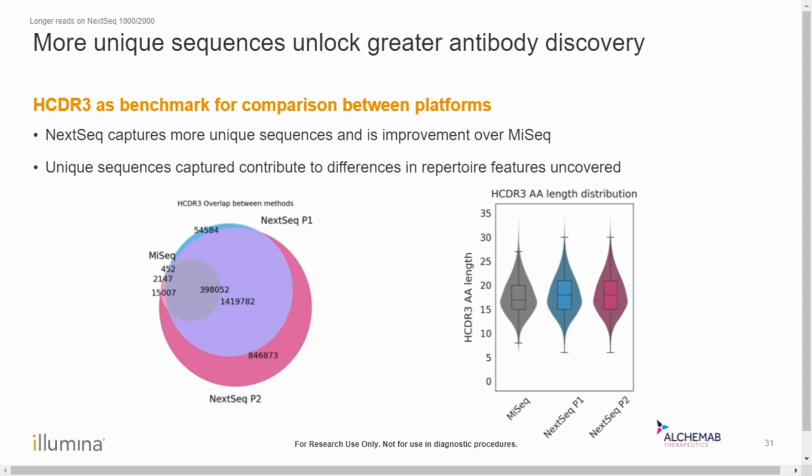Alchemab reported that in their downstream analysis, these unique sequences contributed to uncovering more unique features of the repertoire. One example I've included here on the bottom right was their report of the HCDR3 length uncovered by all 3 kits. Due to the unique sequences uncovered, NextSeq P1 and P2 were able to provide insight to a longer HCDR3 region, which was of particular importance to them.